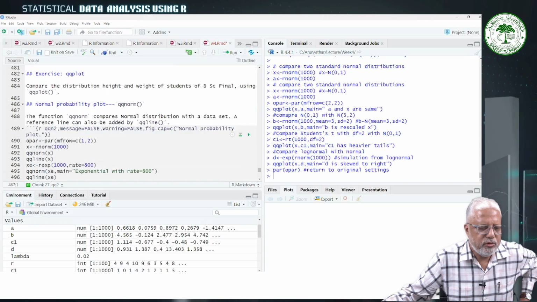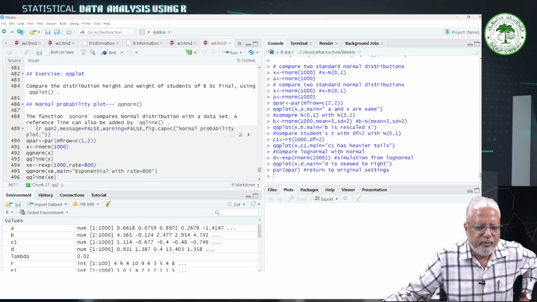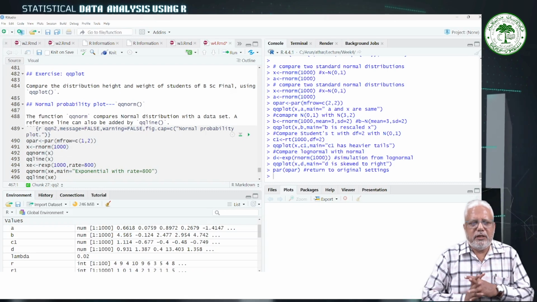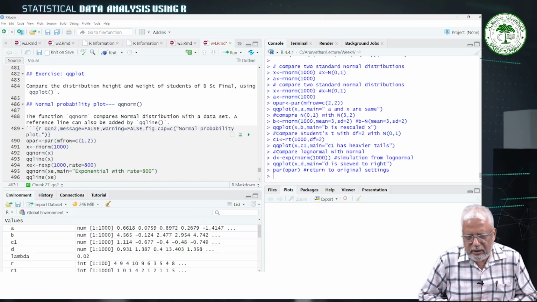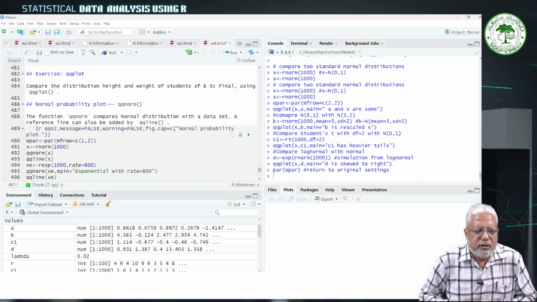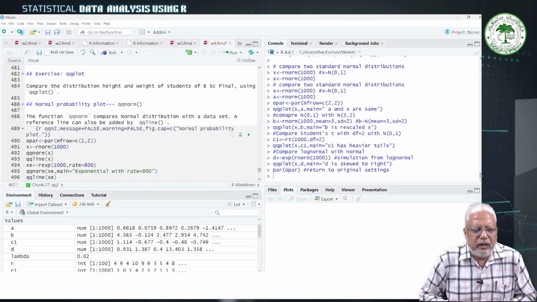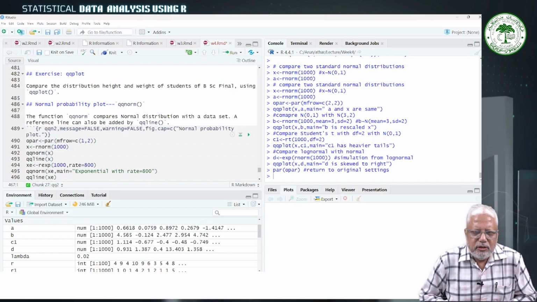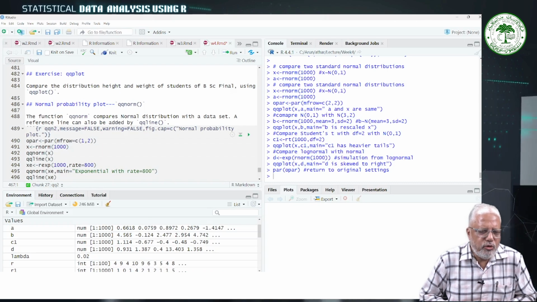Normal probability plot, qqnorm. The function qqnorm compares the normal distribution with the data set, because normally in statistical theory we talk of the assumption of normality, like in the case of linear models and in the case of design of experiments, mostly we assume that the error follows a normal distribution. So, we have to check that normality, and for that qqnorm is the function.